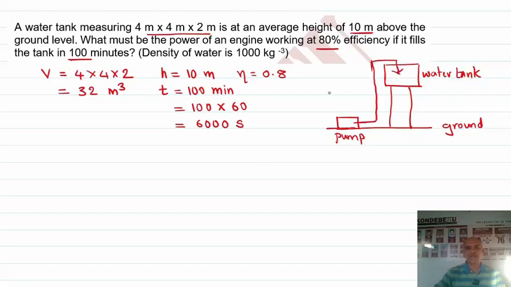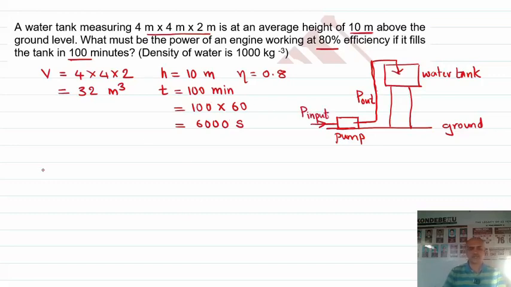So now what all has he given? The volume of this tank he has given, 32. The height of this tank from ground he has given, that is 10 meters. What must be the power of the engine working at 80% efficiency? So efficiency is 80%. Whatever power it gives to lift, I will take it as power output. For the engine, what we are giving, power or current, you can say, I will take it as input.